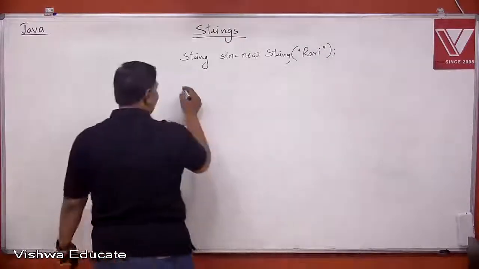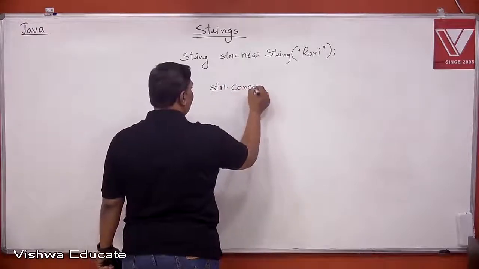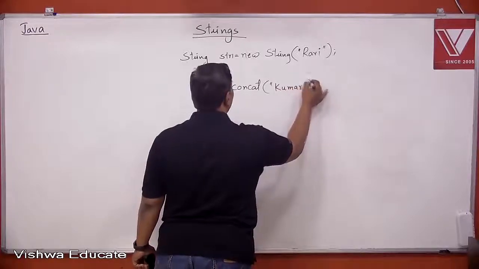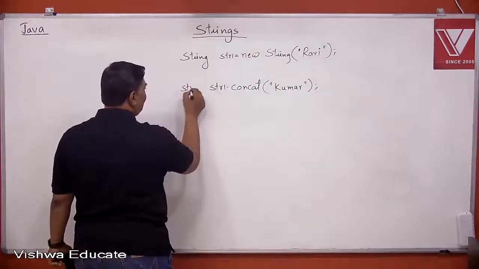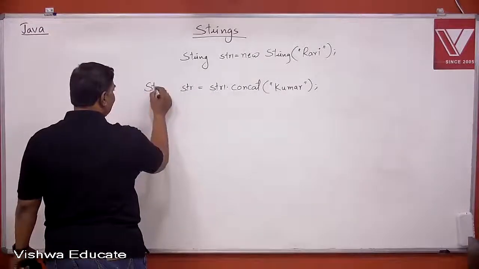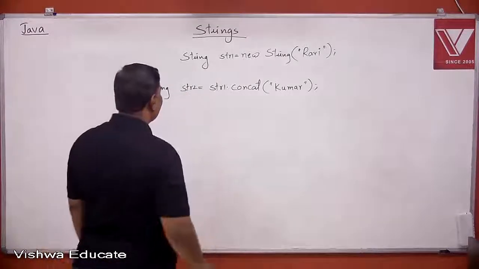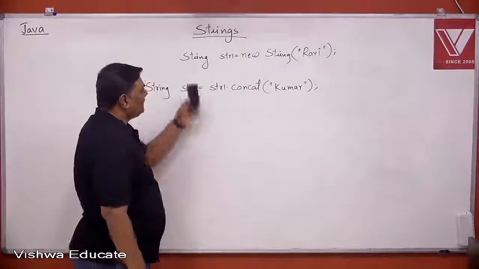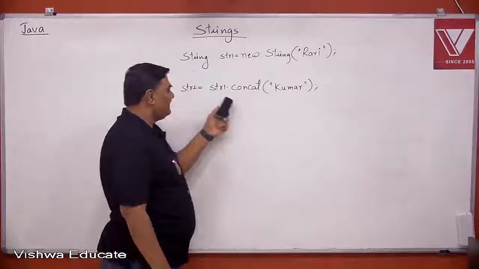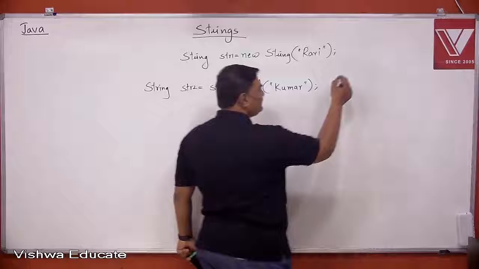Now, there is one more method that is str1.concat Kumar. I am taking it in str1 only. If you say don't take it in str1, take it in some other variable, then you can say String str2. So this will go into str2. So str1 will be pointing on Ravi only, and a new object Ravi Kumar is created, and there str2 will be pointing.